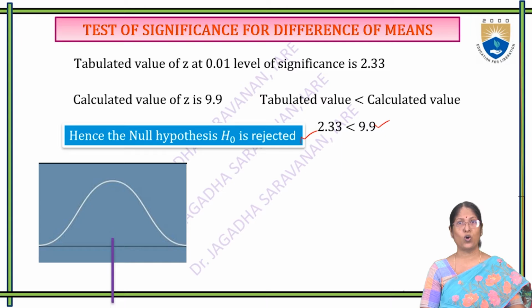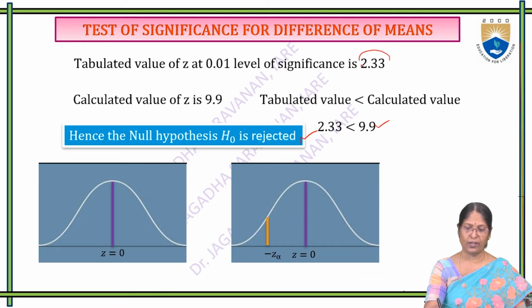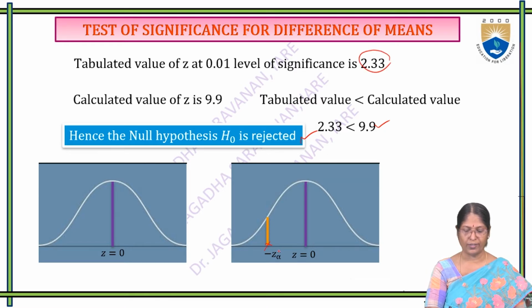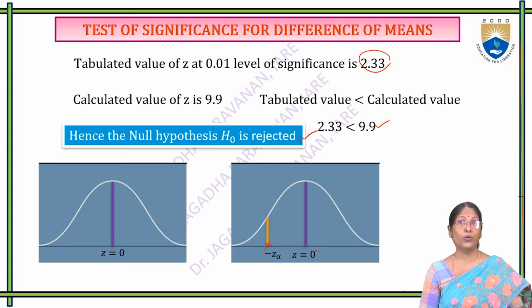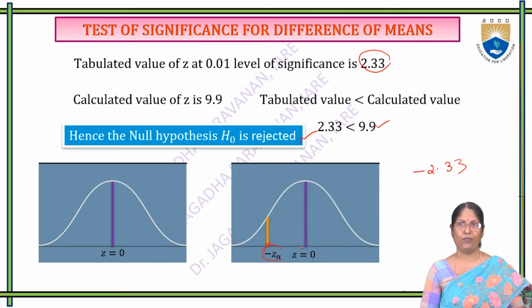Now we can see the normal curve. In the graphical representation we see only one vertical line on the left side, because we concentrated here only on the left tail. That is, 2.33 is our tabulated value. In the chart also we noticed it is written minus 2.33. That is what minus Z alpha is.